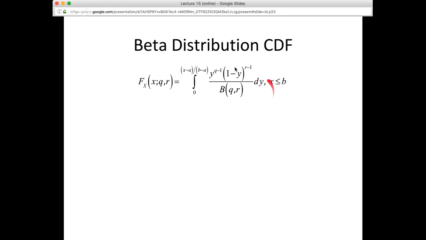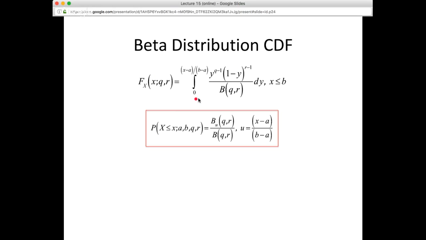Okay, so I just moved our CDF to the top of the page here. And then we finally finish up by saying, hey, look, if this is just the standard beta distribution, we can use our previous result that the standard beta distribution is just the incomplete beta function divided by the beta function. And in this case, instead of x subscript here, we've got u, which is our upper limit, and that's going to be x minus a divided by b minus a.